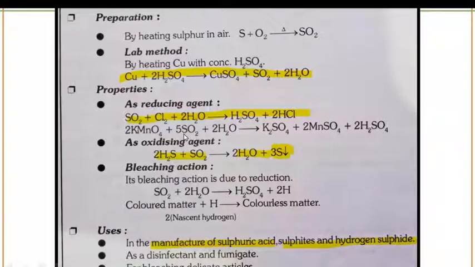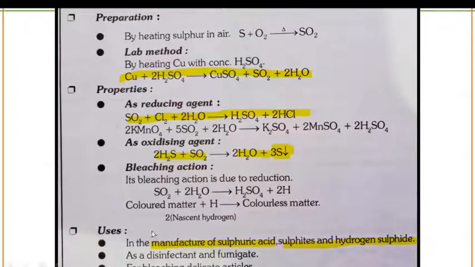It is also known for its bleaching action. Its bleaching action is due to the reduction. Due to the reduction property, bleaching action of sulfur dioxide is known. SO2 plus water will form H2SO4 and 2 moles of hydrogen. When colored matter is reacting with nascent hydrogen, this will form colorless matter. Now the uses of SO2 in the manufacturing of sulfuric acid.